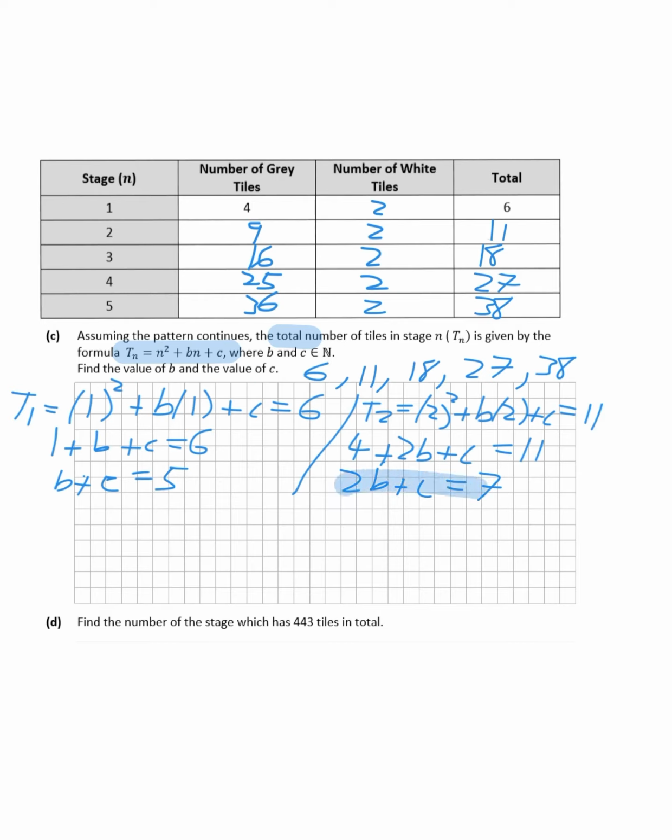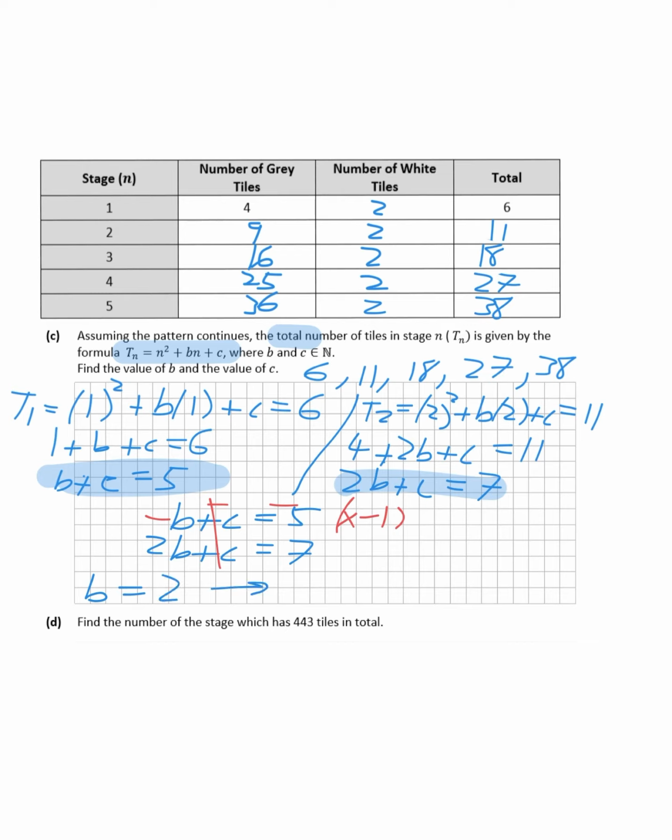So now we have two equations, and to solve this, we use simultaneous equations. So we have b plus c equals 5, and 2b plus c equals 7. I'm going to multiply the top row by minus 1, because they need to cancel. Minus c and plus c cancel. So then minus b plus 2b is just b, so b is equal to 2.